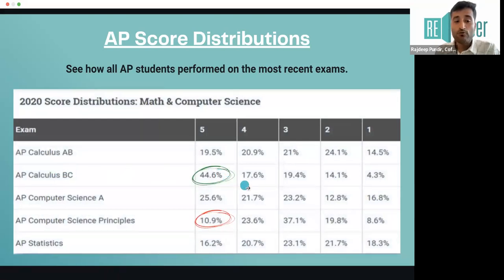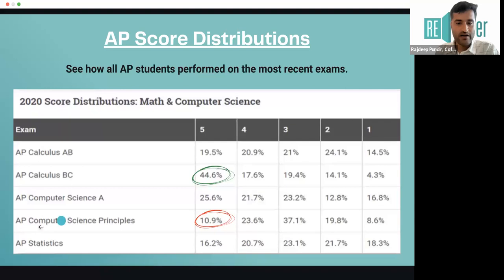AP Calculus BC, almost 45% of students got a 5, 1, 5 in 2020. I'm not saying it's the standard data. This will continue to change every year, but it won't change drastically, right? So that means it's easier to score a 515 in Calculus BC, so I would definitely want to consider this as a subject.